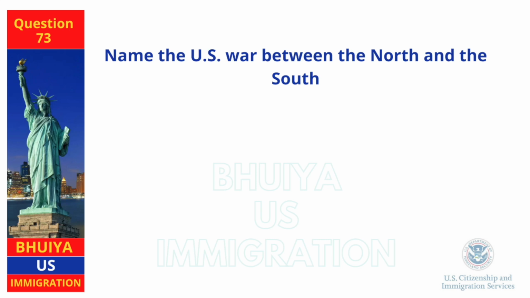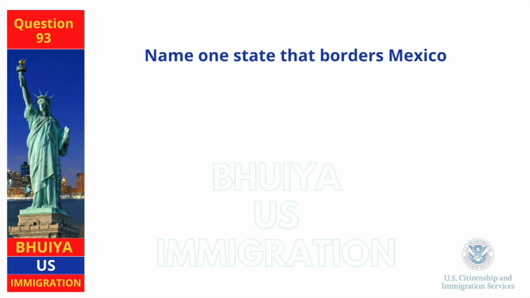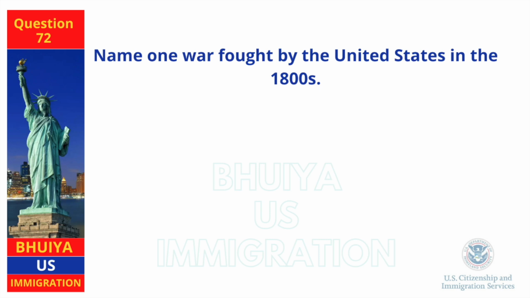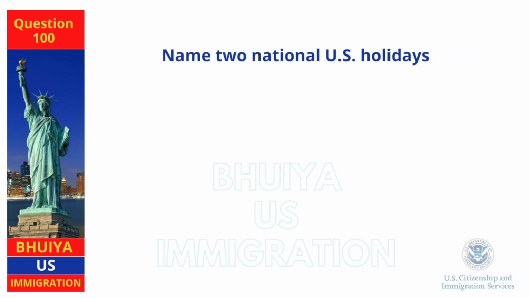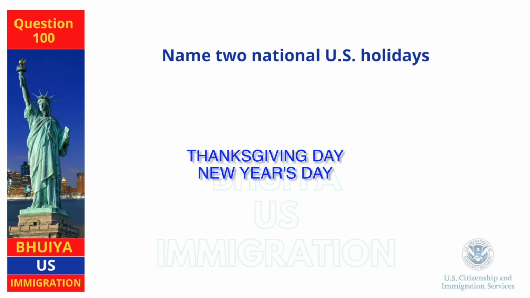Name the U.S. war between the North and the South. The Civil War. Name one state that borders Mexico. Arizona. Name one war fought by the United States in the 1800s. Civil War. Name two national U.S. holidays. Thanksgiving Day. New Year's Day.